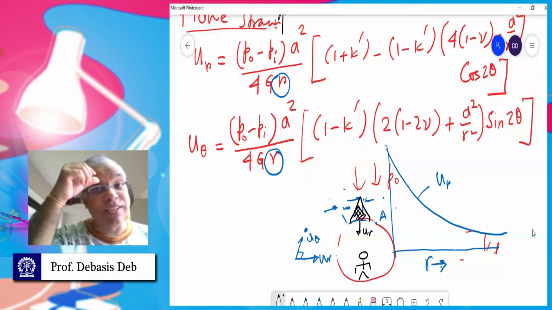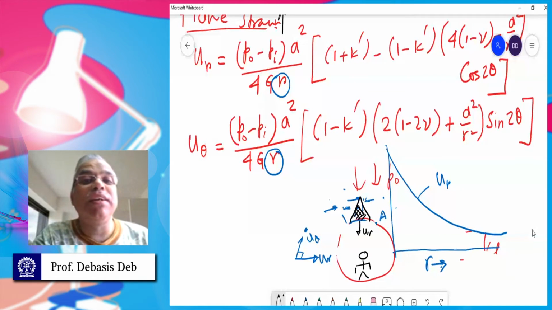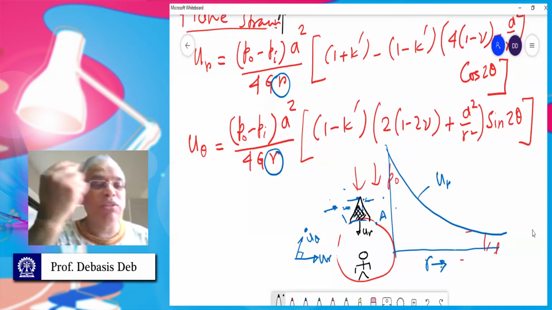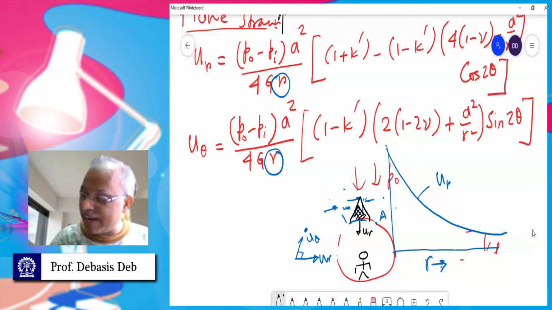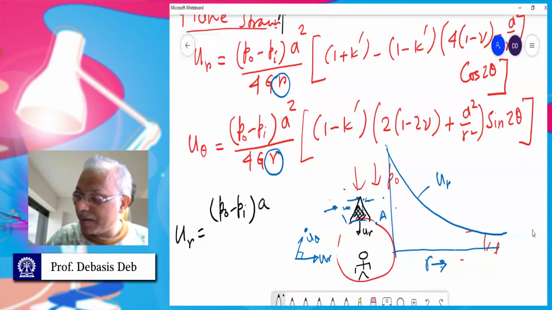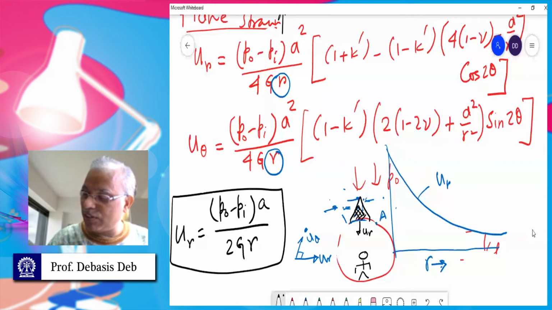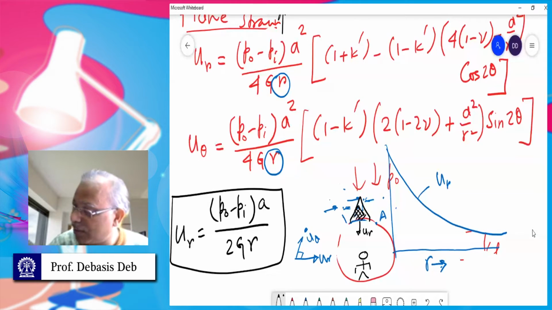So this is 1 plus 1. You see the first equation UR. The 1 plus K dash becomes 2. And since this is 1, this entire thing goes to 0. So this is 2, and it will cut down. So I find right at the boundary UR equals P naught minus Pi times A by 2G. This is what the equation becomes if K equals 1. Sorry, R is not there. I'm sorry, R is gone.